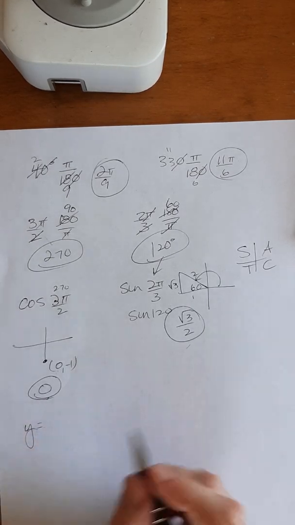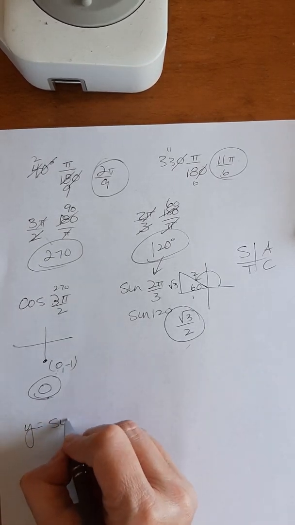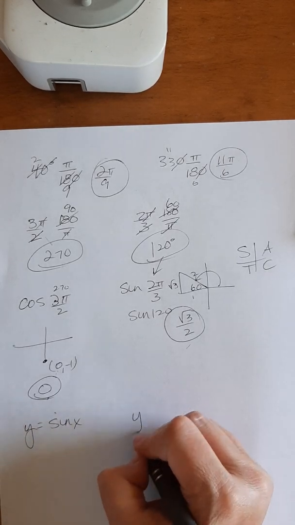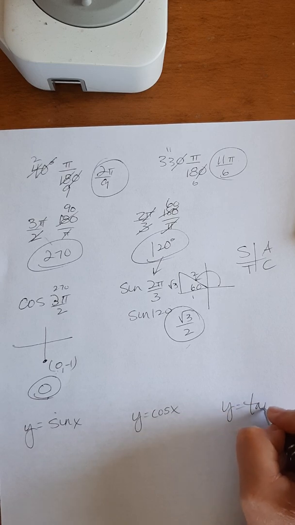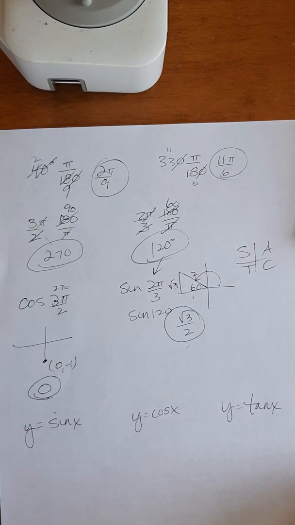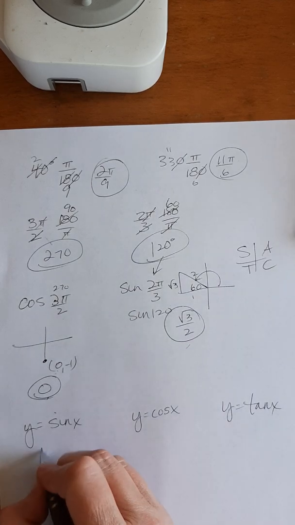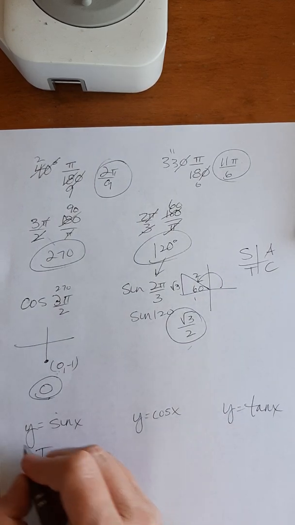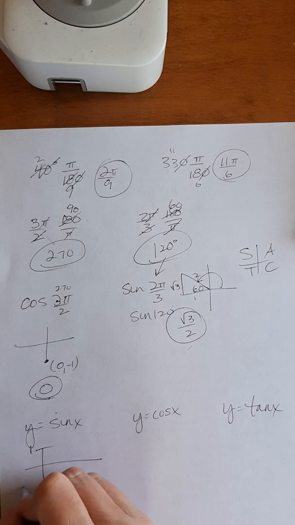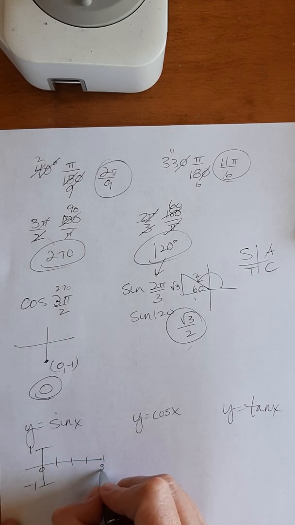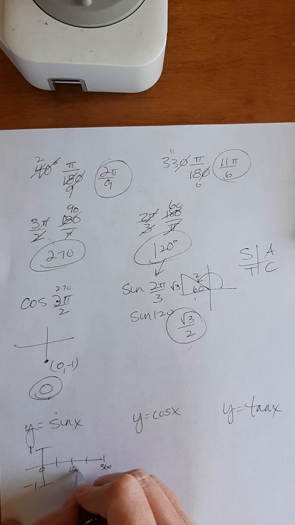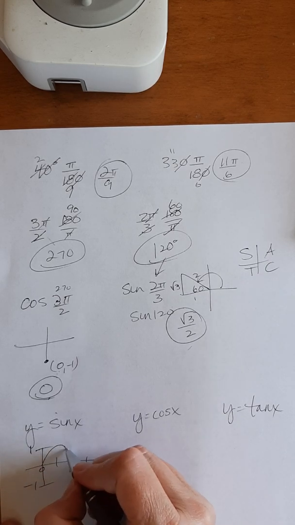Last but not least, graphs of sine, cosine, and tangent. We don't do a whole lot with tangent. We do more with sine and cosine. Sine will always, traditional sine will always fluctuate between 0 and 1, and will always go between 0 and 180.